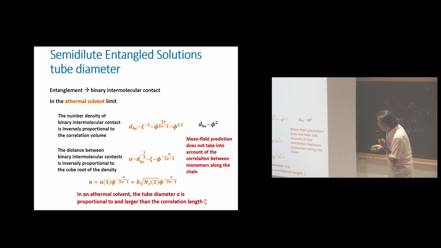This means the tube diameter should be inversely proportional to the cube root of this density of contact, so it is, in fact, proportional to Guzai. So we can simply use the tube diameter of the melt and add this concentration dependence of Guzai to have this relationship. A is proportional to Guzai, which is B times phi to the power (2 minus nu) divided by (3 nu minus 1), with this factor.